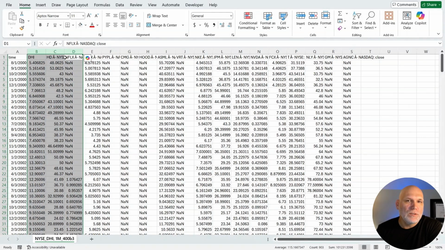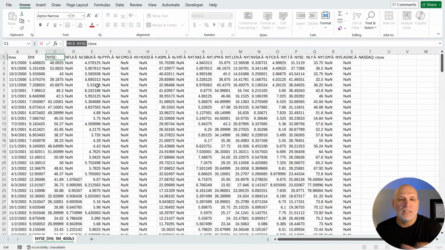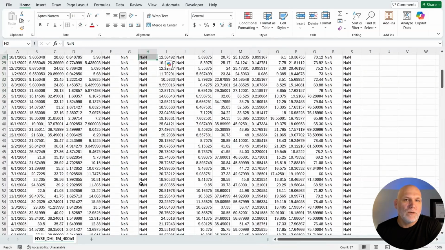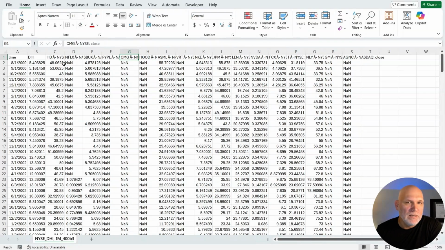And then I'm going to go through and do some formatting. I'm going to change this one to DHI, get rid of some of these extra characters, change that to Home Depot, Netflix, Starbucks, PayPal, and so on. I'm going to do that for all of these. And then I'm going to clean these up and change these to either zeros or blanks because the stock didn't exist back in 2014. This is CMG, Chipotle, and back in 2000, it did not exist.